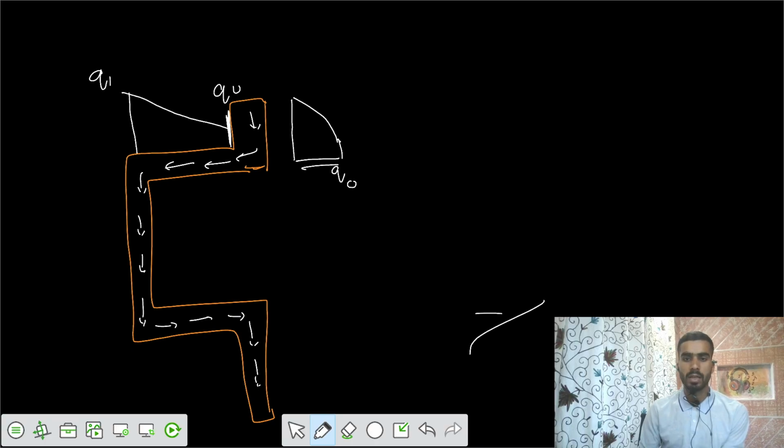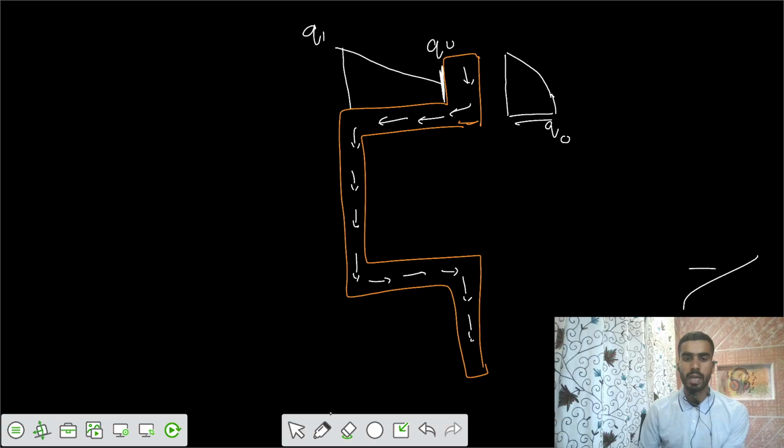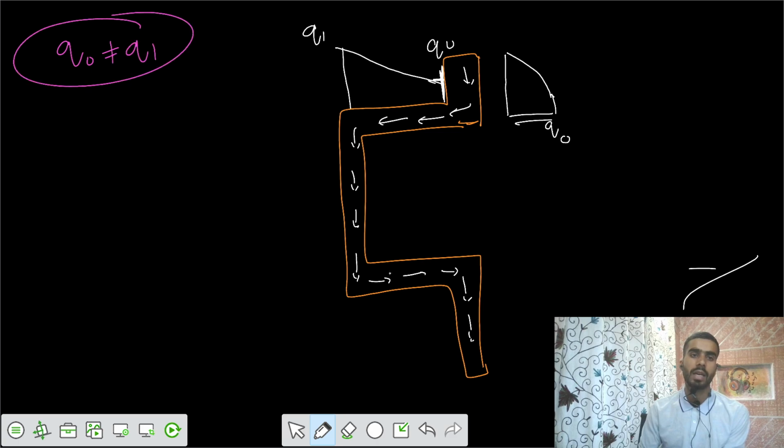And then after that, we can have that. See how, why can I say Q0 is not equal to Q1? Why? See, Q0 enters up to this point. After that, we know that the variation of shear flow in the horizontal member is a linear function.